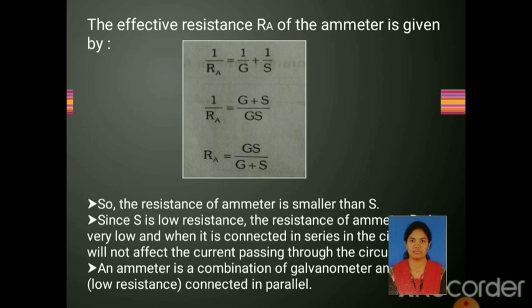So the resistance of ammeter is smaller than shunt resistor. Since shunt resistance is low, the resistance of ammeter Ra is very low, and when it is connected in series in the circuits, it will not affect the current passing through the circuit. An ammeter is a combination of galvanometer and shunt with the low resistance connected in parallel.